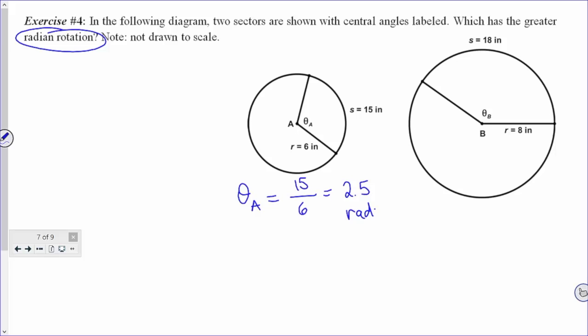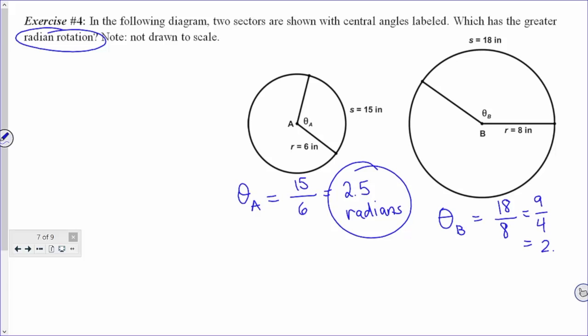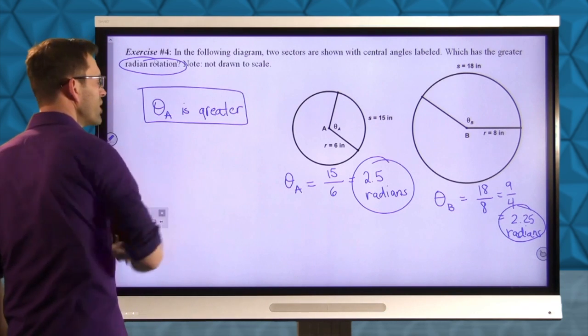2.5 radians. Not degrees, it's way more than 2.5 degrees. On the other hand here, theta B is going to be its arc length, 18, divided by its radius, 8. That ends up being 9/4, or 2.25 radians. Sorry, we're just barely fitting that one in. 2.25 radians. So, which one's greater? Theta A is greater. Very, very simple.